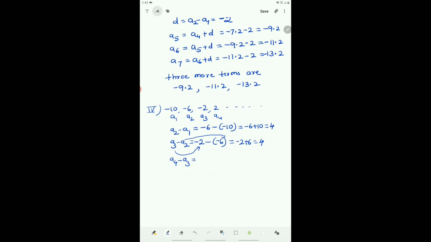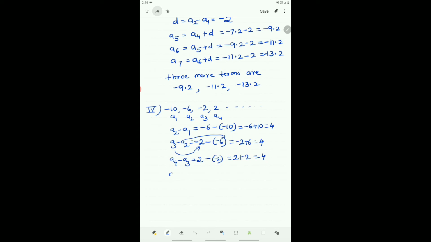A4 is fourth term, that is 2, minus A3 is -2. So 2 minus of -2, that is 2 plus 2, minus of -2 is +2. So it is 4. So A2 minus A1 is equals to 4. A3 minus A2 is also 4. A4 minus A3 also 4.